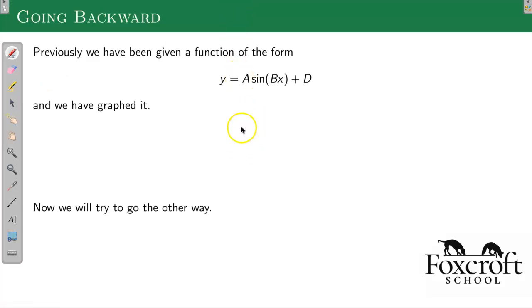So now we're just trying to go the other way. We started with a function and we graphed it. Now we're just trying to go the other way. We're trying to create a function that looks like this.